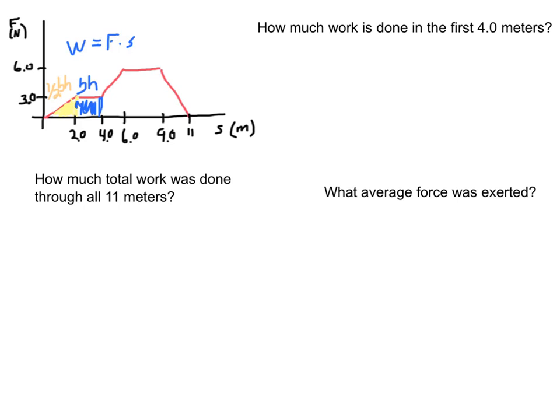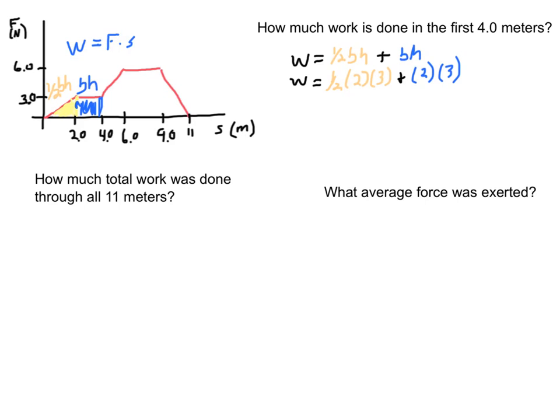Now, my triangle here has a base of 2, right, and a height of 3, getting the area of this piece, because if I add this piece to that piece, I get the total area under, which is the work done for that entire section. So 1/2 base times height, base of 2, height of 3. And then my rectangle has a base also of 2 and a height of 3 as well.